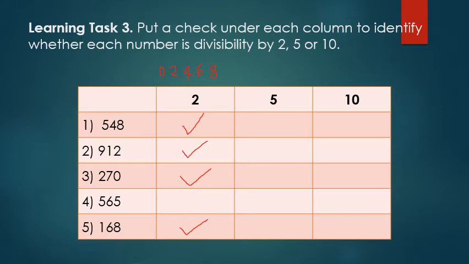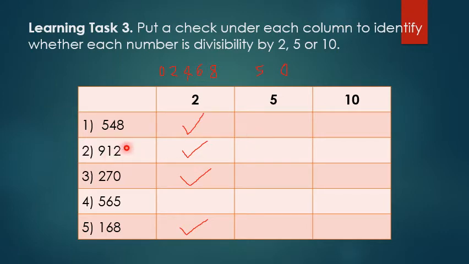Okay, so next naman tayo. Doon naman tayo sa divisible by 5. Ano nga po uli ang rules natin sa 5? Siya po dapat ay nagtatapos sa 5 or 0. Okay, so tignan nga natin. Yung number 1, 548, nagtatapos sa 8. So, siya po ba ay nandito? So, hindi. So, hindi tayo maglalagay dito ng check.